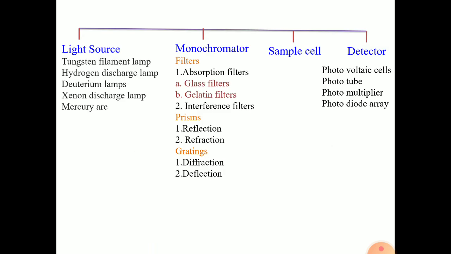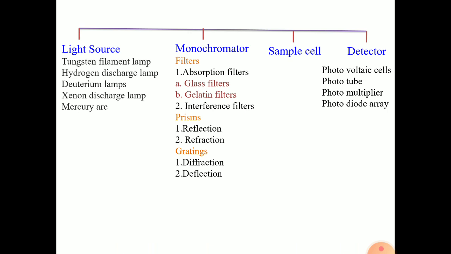So this is the classification of the different components of the UV visible spectrophotometer. First, the light source. Among the commonly used light sources are the tungsten filament lamp, hydrogen discharge lamp, deuterium lamp, xenon discharge lamp, and mercury arc lamp. Except for the tungsten filament lamp, the remaining lamps produce UV radiation. The tungsten lamp only produces visible radiation.